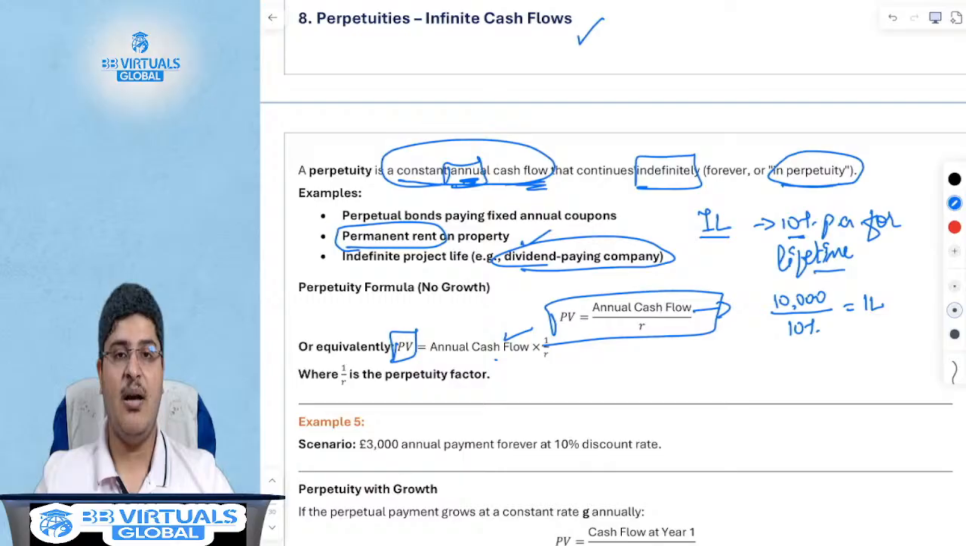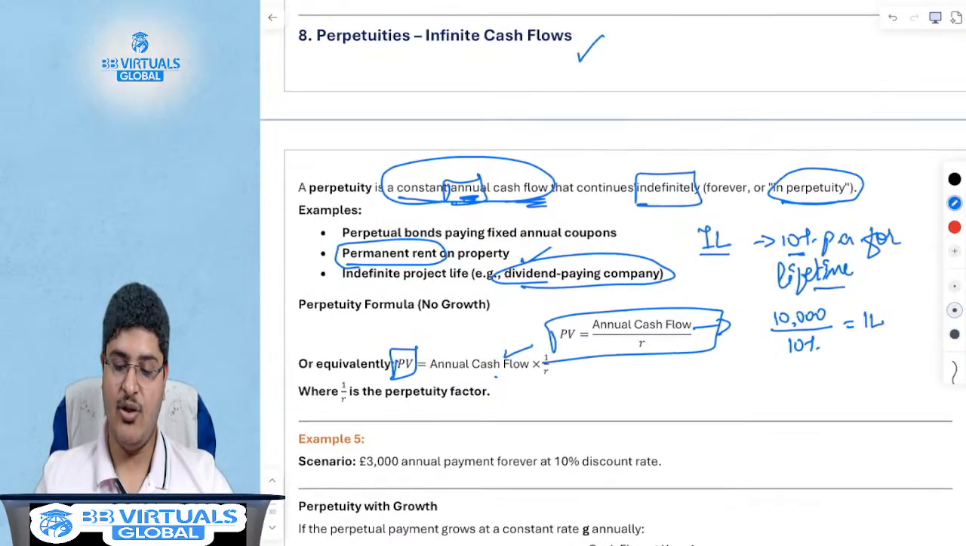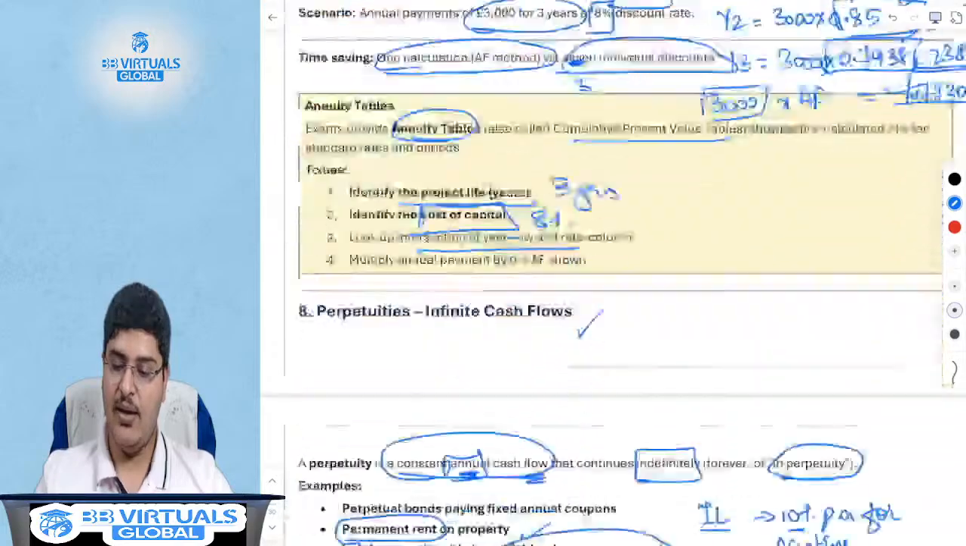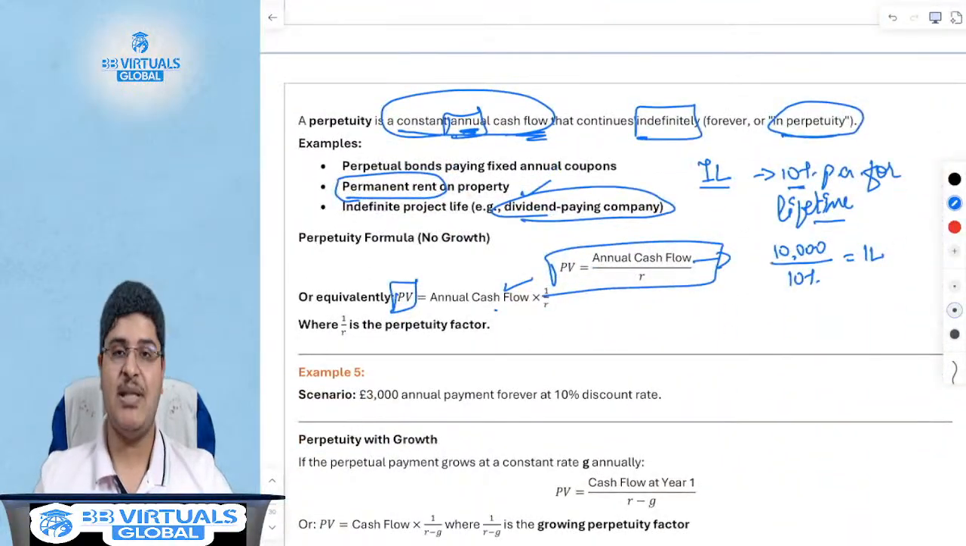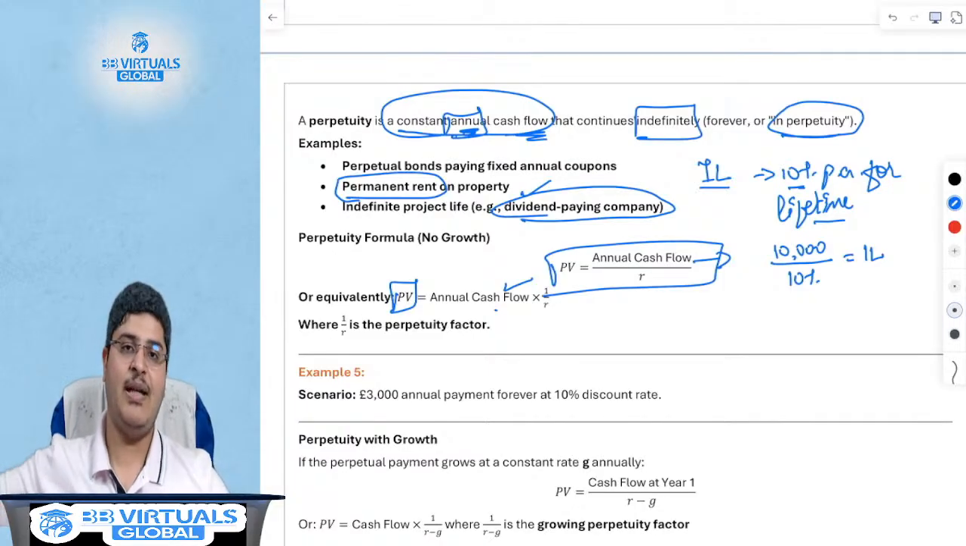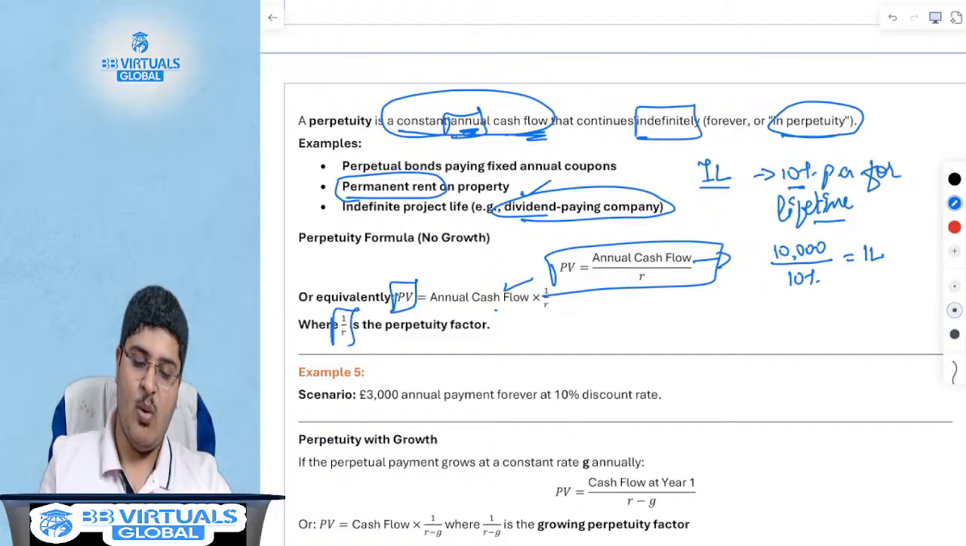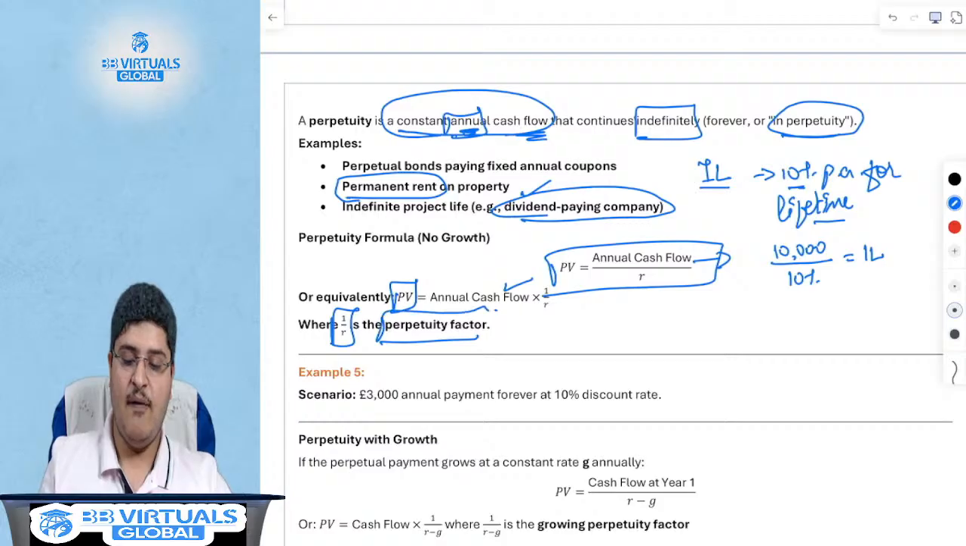How is this formula arrived at? If you actually take 10% and keep doing it till perpetuity, if you keep doing it for 20-30 times, you'll reach a number which is very close to 1, and hence 1 by r is the perpetuity factor.